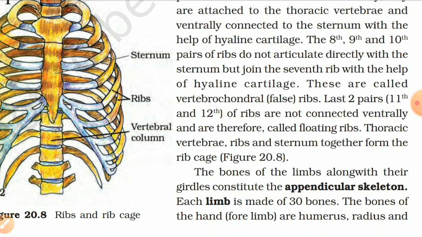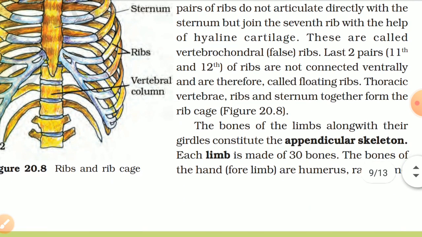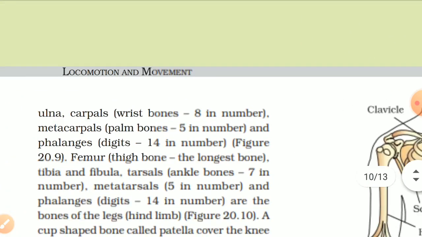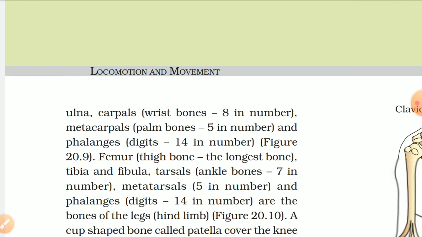Figure 20.8. The bones of the limbs along with their girdles constitute the appendicular skeleton. Each limb is made up of 30 bones. The bones of the hand, the forelimb, are humerus, radius and ulna, carpals (wrist bones) 8 in number, metacarpals (palm bones) 5 in number, and phalanges (digits) 14 in number.